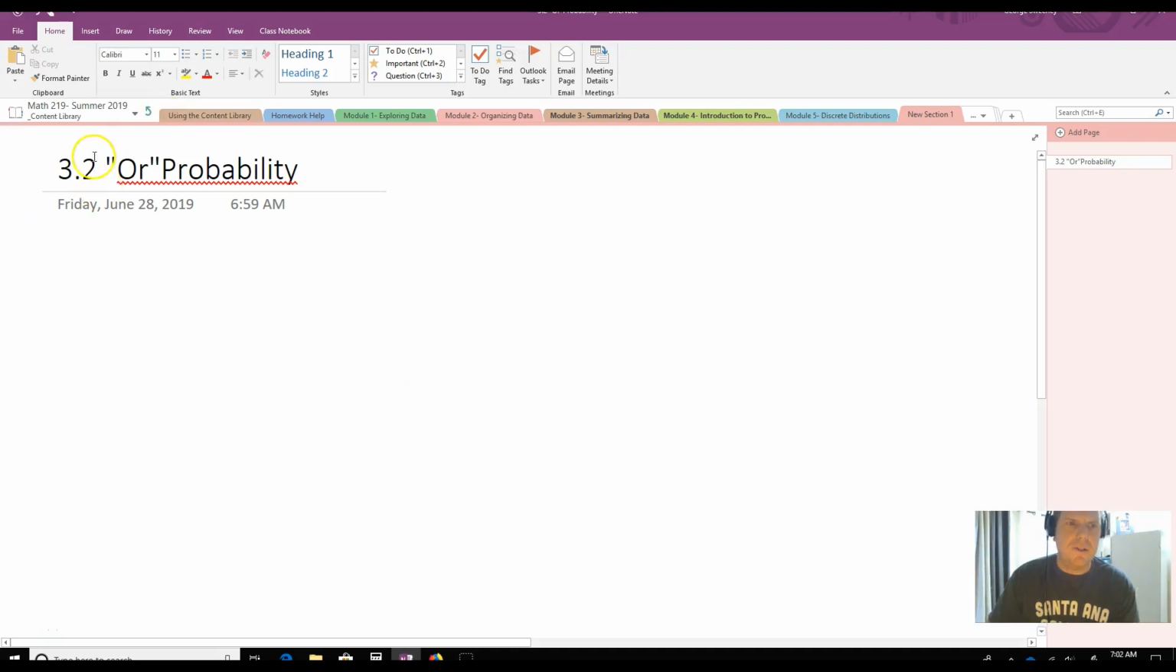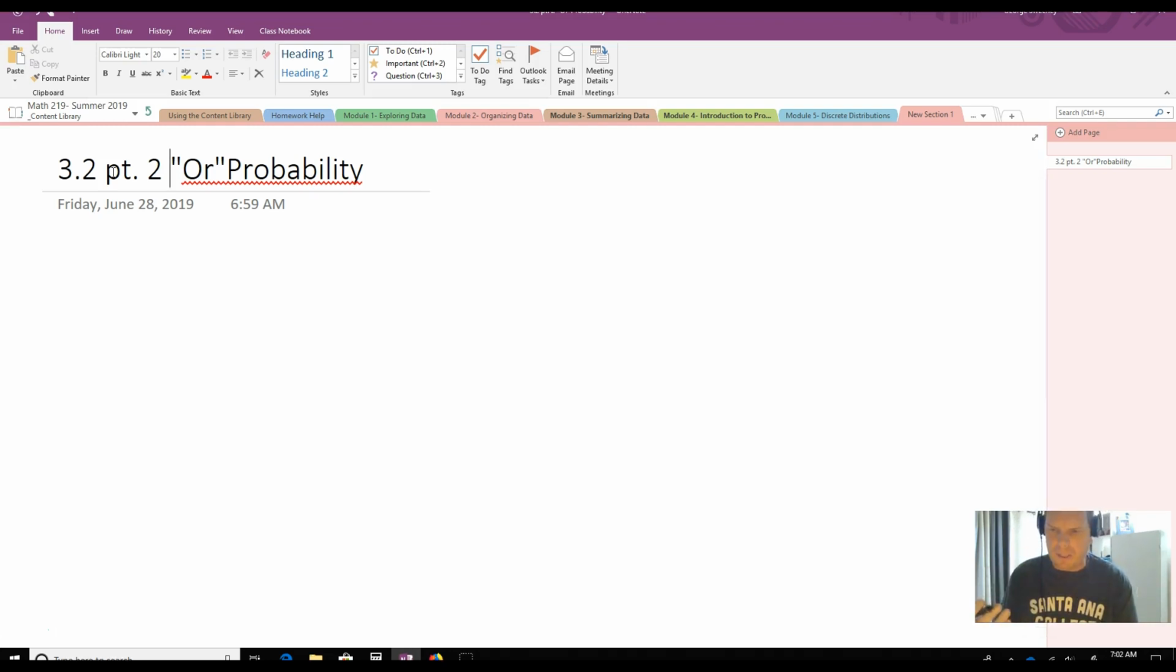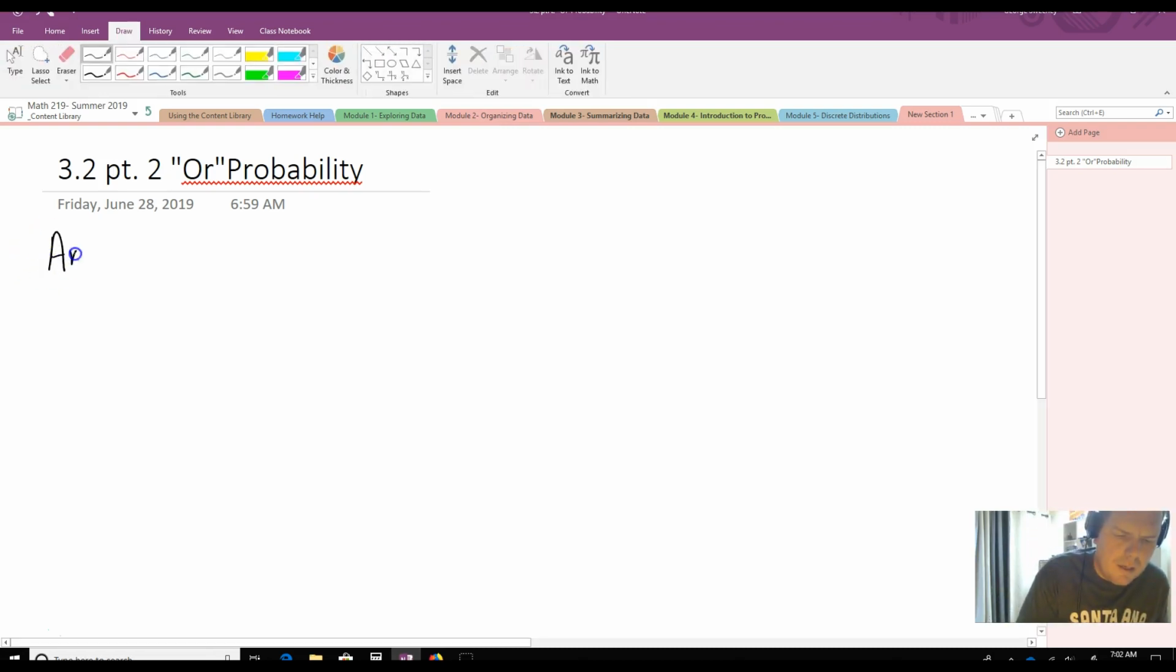So this is part two of our 3.2 section, and it is on OR probabilities. And so OR is also another one of those words that has a very special meaning when we work with probabilities. All right, when we saw AND, it got interpreted as this thing called the intersection. OR is going to be interpreted as something called the union.